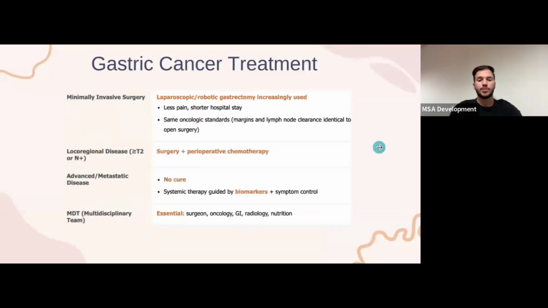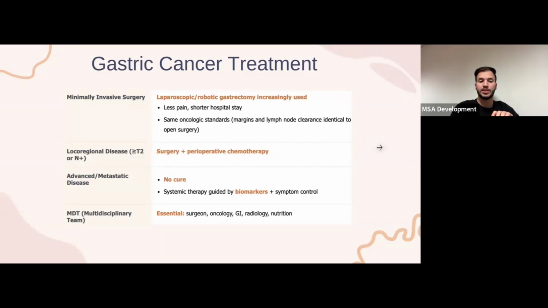Okay. We can do some minimally invasive surgeries like laparoscopic or robotic gastrectomy. They result in less pain, shorter hospital stay, and they have the same oncological standards. The same operation is happening, it's just not that invasive. If we have locoregional disease or the disease has spread to somewhere else, we do surgery and preoperative chemotherapy.